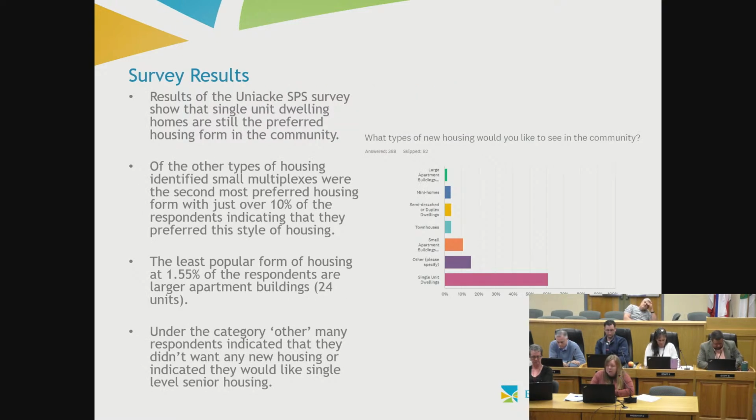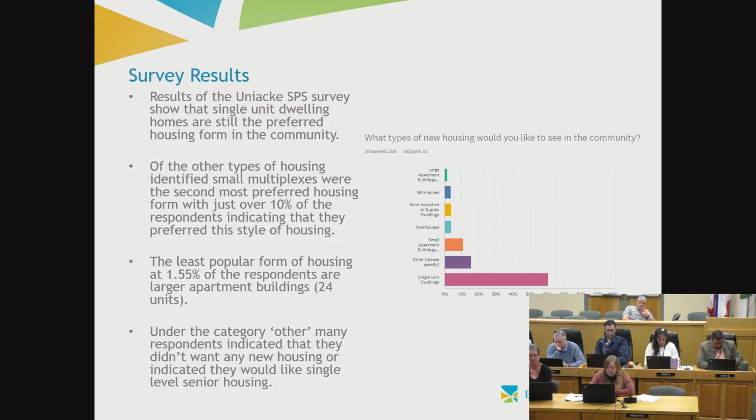Survey response: we did ask the community what they would like to see in the form of new housing, and results of the UNIAC secondary planning strategy survey show that single unit dwelling homes are still the preferred housing form in the community. Of the other types of housing identified, small multiplexes were the second most preferred, with just over 10% of respondents indicating that they preferred this style of housing. The least popular form, at 1.55% of respondents, is larger apartment buildings of around 24 units.